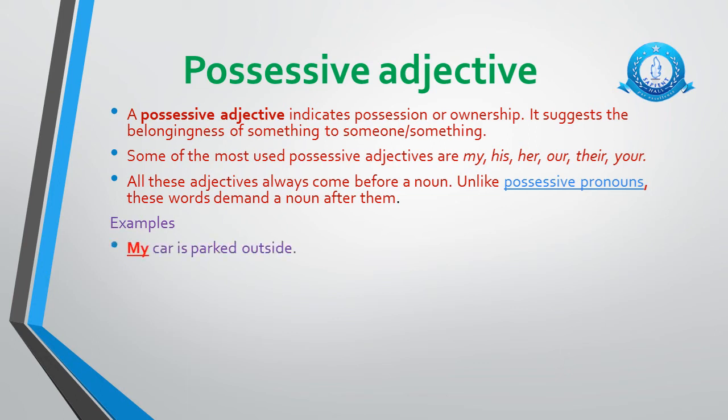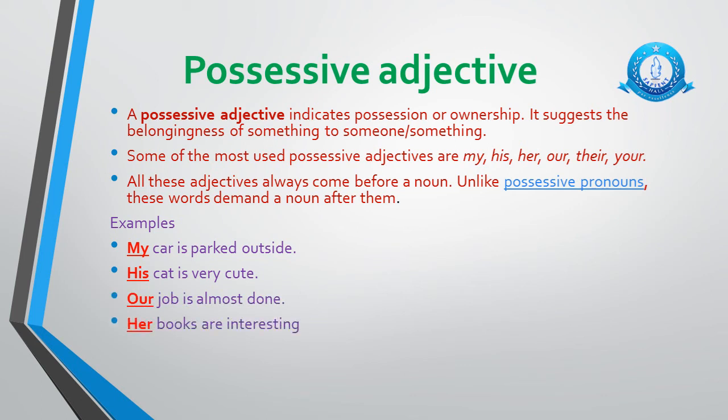My car is parked outside. His cat is very cute. Our job is almost done. Her books are interesting. Now in all these examples you can see that whose car, my car, it is showing the possession. Whose cat, his cat, it is also showing the possession. Whose job, our job. Whose books, her books. So all these examples are showing the possession. So these words my, his, our and her are called possessive adjectives.